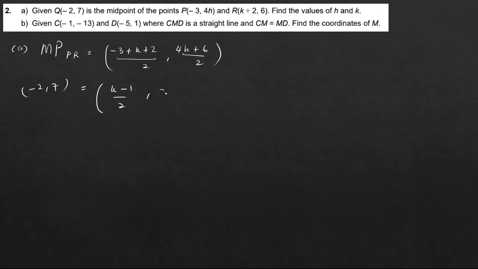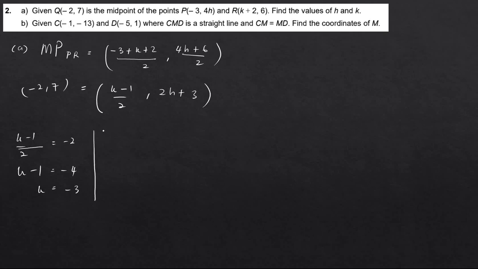So 4 divided by 2 is 2h. 6 divided by 2 is 3. And then let's compare. For the x coordinate, (k minus 1) over 2 equals negative 2. K minus 1 equals negative 4. So k equals negative 4 plus 1, which is negative 3.